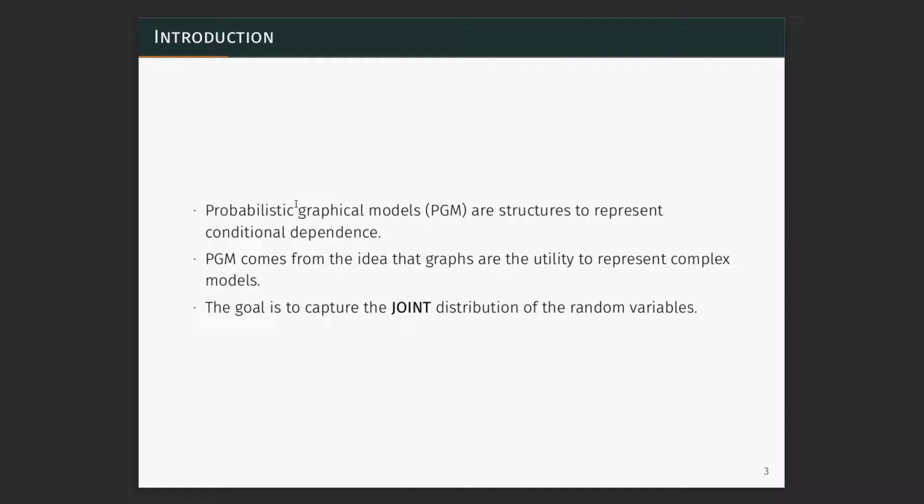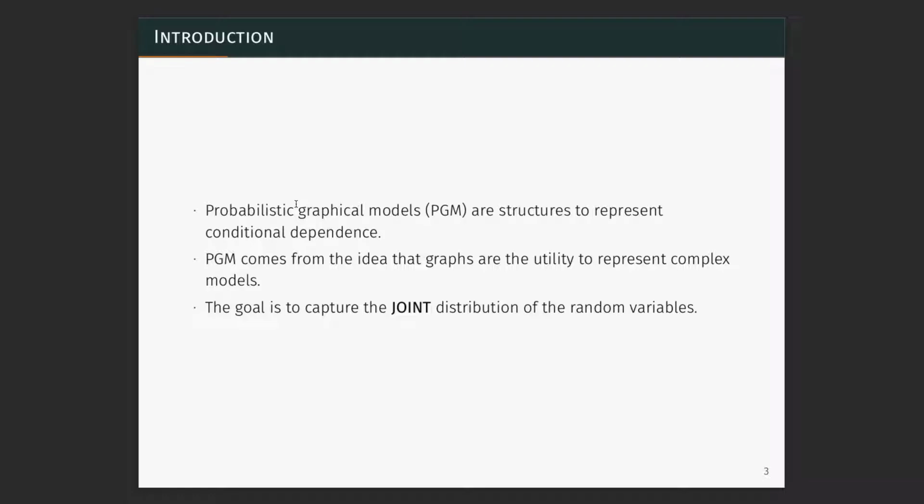So let's start. Introduction. Probabilistic graphical models, PGMs, are just a structure to represent conditional dependence. We have seen, for example, in the naive Bayes, that the first assumption we made was to say that all the variables were independent of each other. Well, this is not the case in reality. We know that some variables are dependent on other variables, and probabilistic graphical models are a way to represent this dependence and to get at least some more realistic values of the classification.